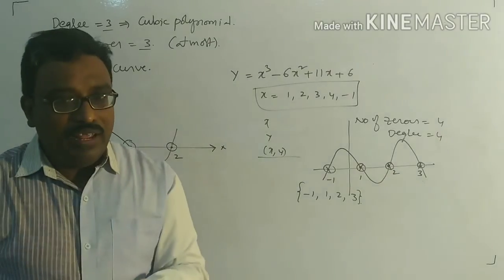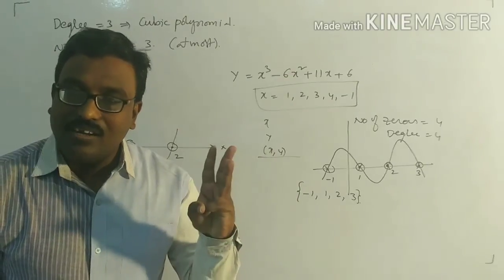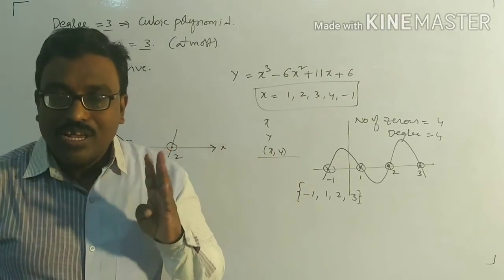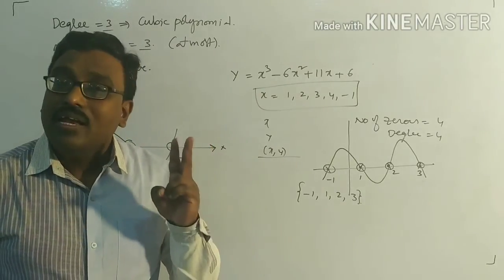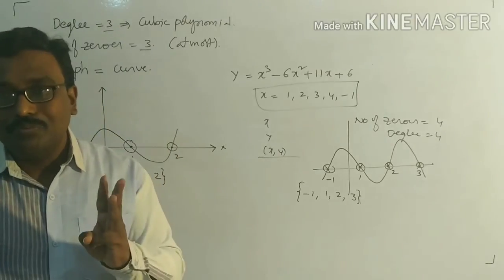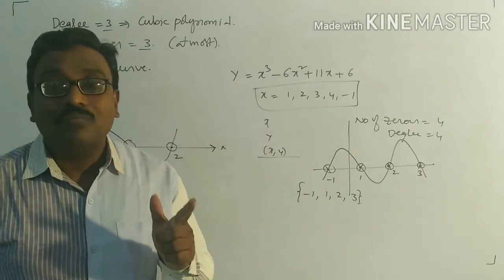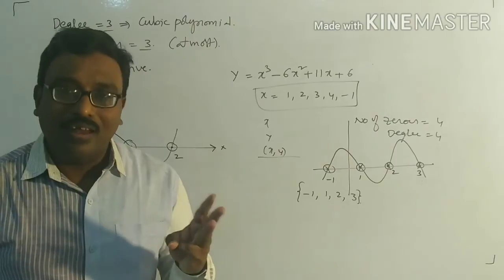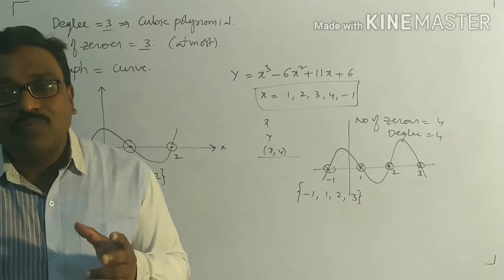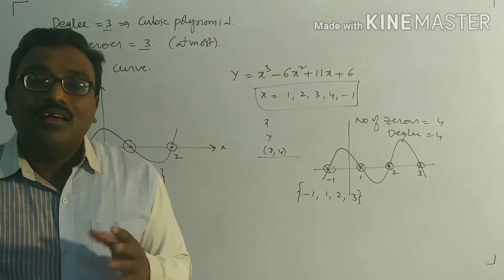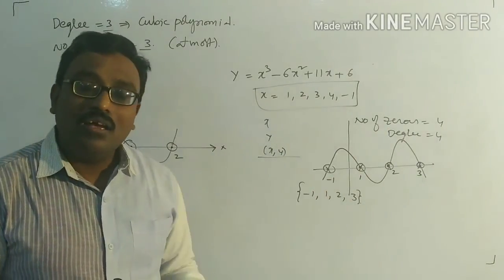Okay, and briefly, if degree is 1, linear polynomial, the graph is a straight line, number of zeros 1. If degree is 2, quadratic polynomial, the graph is a parabola, number of zeros at most 2. Next, degree 3, cubic polynomial, the graph is a curve, number of zeros 3. And degree 4, biquadratic polynomial, the graph is a curve, and the number of zeros is equal to the degree of the polynomial.